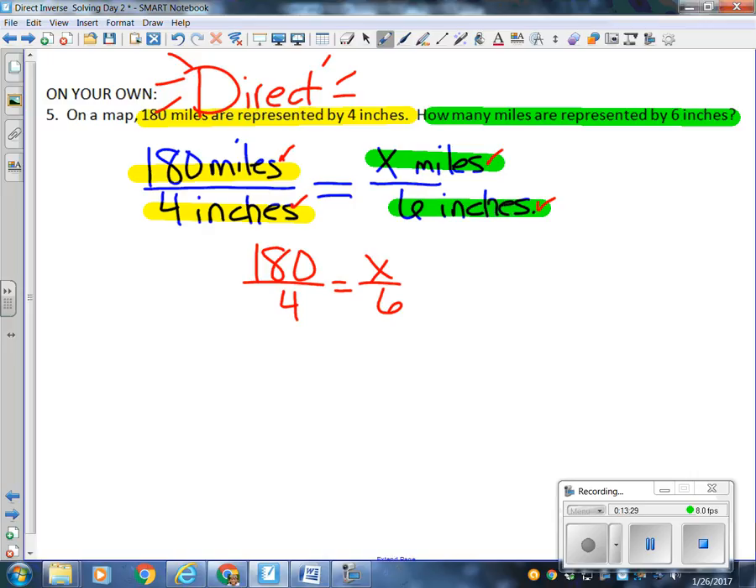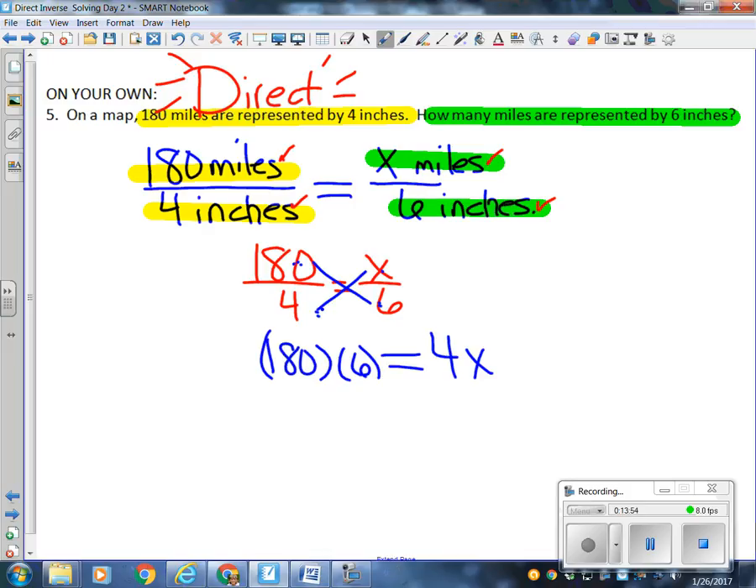If you practice proportions enough, you can go straight to them. I think this is a little easier. If it's not easier for you, you can go back to the steps. So when you cross multiply, it's 180 times 6, because these two have to be multiplied. Set that equal to these two multiplied, 4 and x.